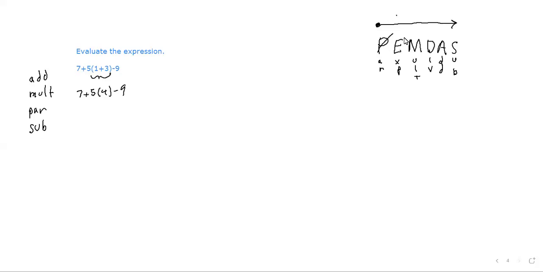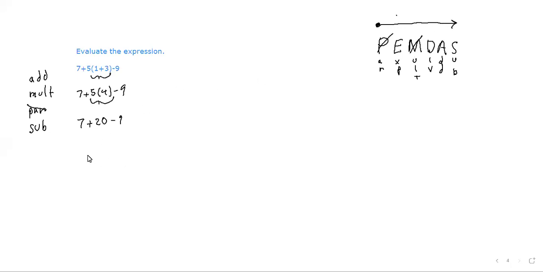Now I'm going to go to the next math operation. It says E for exponents. There are no exponents, so we're going to skip over that. Now we go to the next one, M for multiplication. We do see multiplication. Whenever we have two things close together in algebra, it indicates multiplication. That's what we have right here between the 5 and the 4. So now we're going to take care of that. We took care of the parentheses here, and now we're taking care of the multiplication. So 7, and then 5 times 4. They're both positive, so that gives us a positive 20. And then we bring down a minus 9. Now we've taken care of the multiplication.